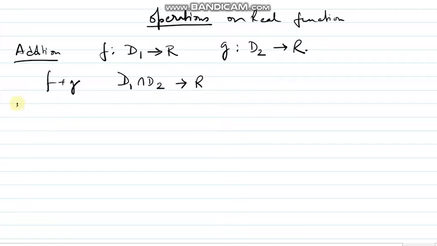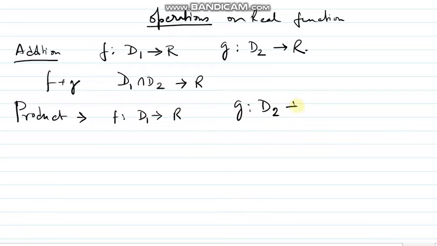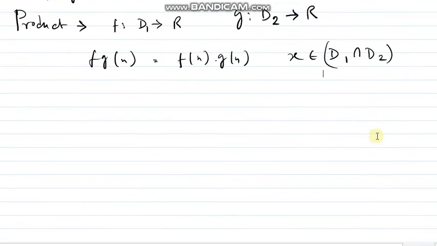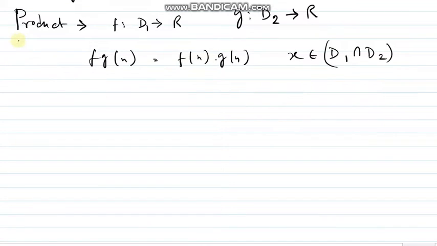So what is going to happen for product? Similar thing is going to happen for minus, but what is going to happen for product? For product, if f is such that d1 to r and g is such that d2 to r, then the product function fg of x is equal to f(x) g(x), such that x belongs again to d1 intersection d2. The intersection of d1 and d2 will be the ultimate domain of this function.